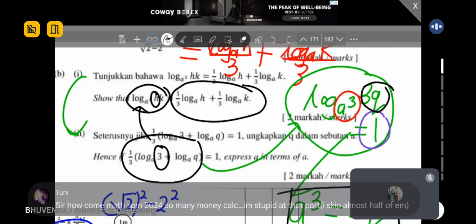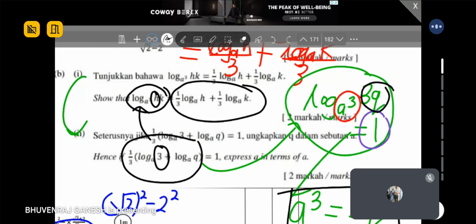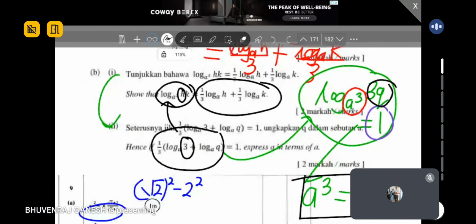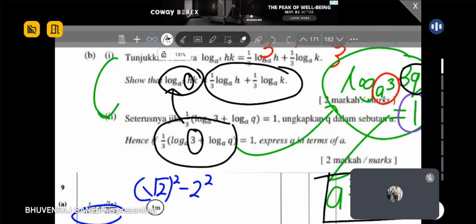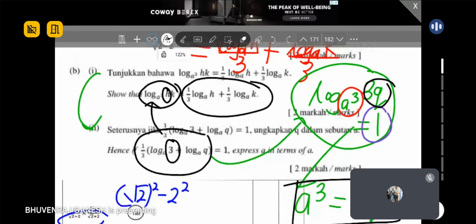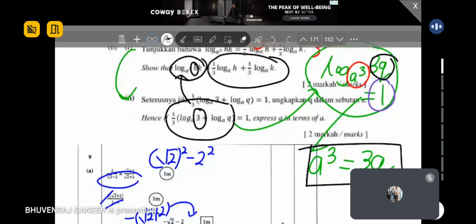So how come Math SPM 2024 so many money calculation? Maths? Why you suddenly talk about maths lah? Later I'll answer your question. If it's not about Admaths, I don't answer yet, guys. We talk later.